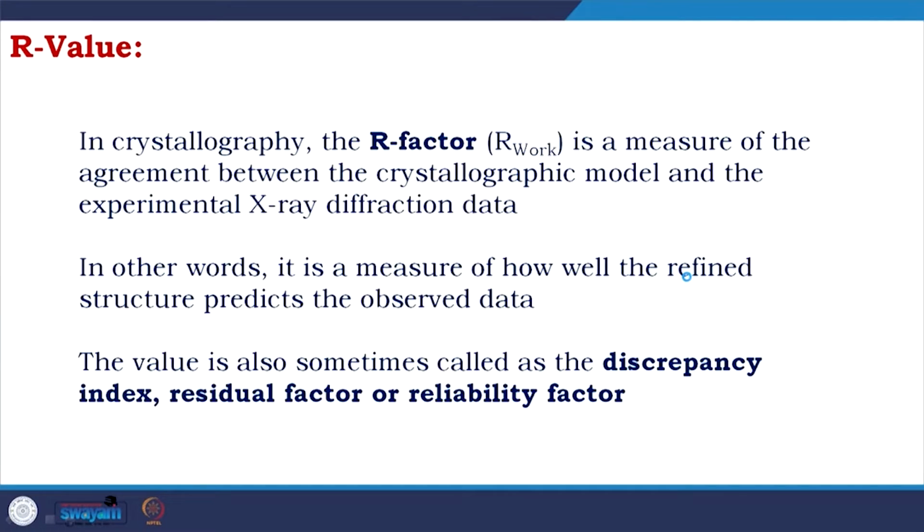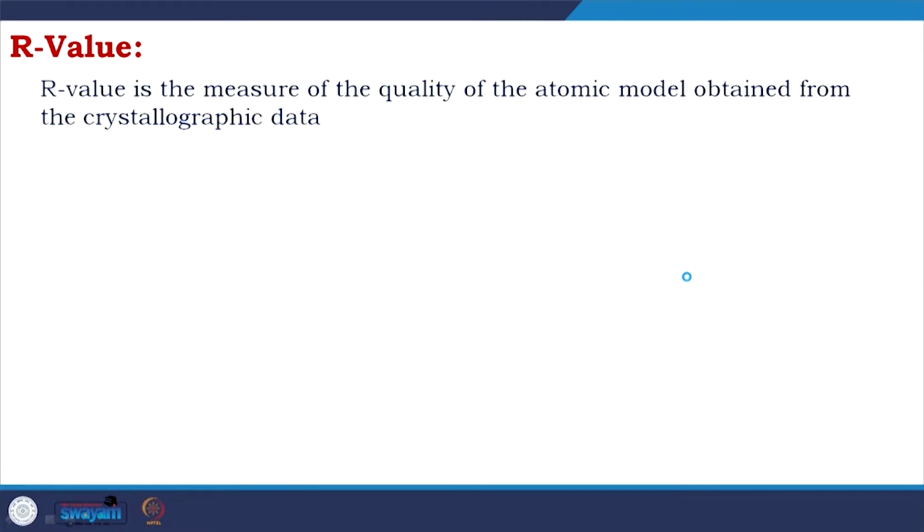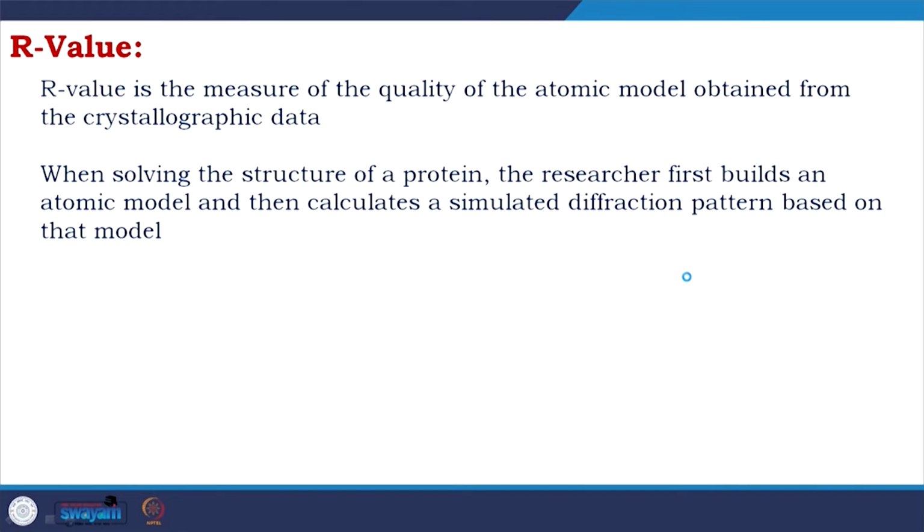The R value, which I call R factor, R work, is also called discrepancy index, residual factor or reliability factor, but generally it is called R value. R value is a measure of the quality of the atomic model obtained from the crystallographic data. When solving the structure of a protein, the researcher first builds an atomic model and then calculates a simulated diffraction pattern based on the model.